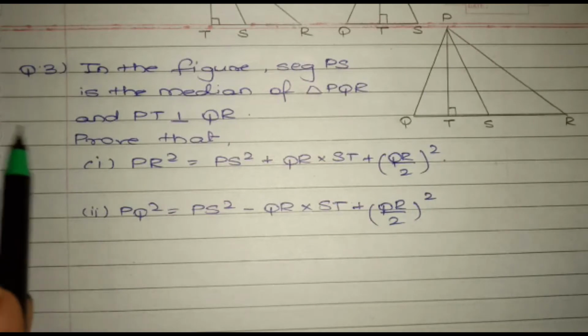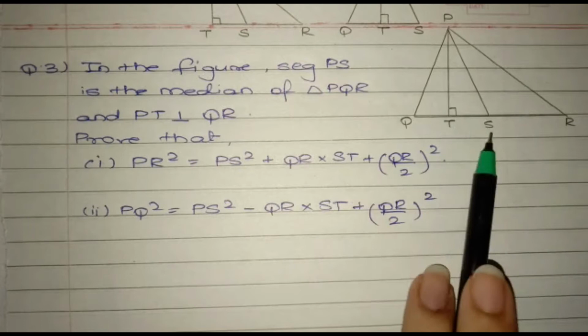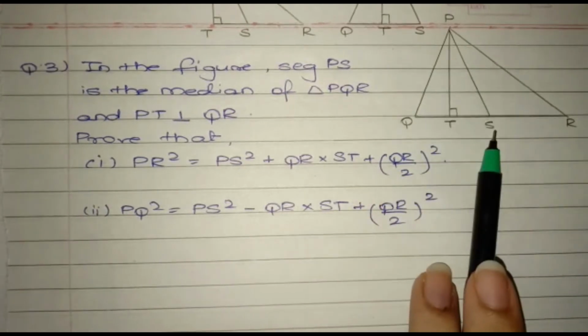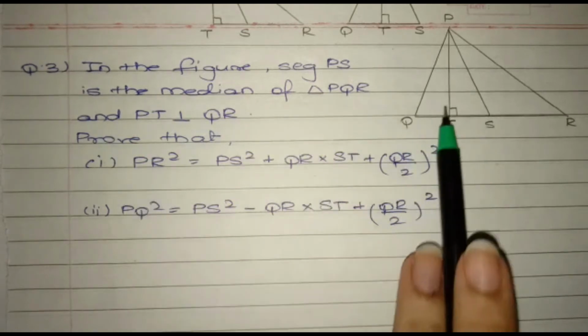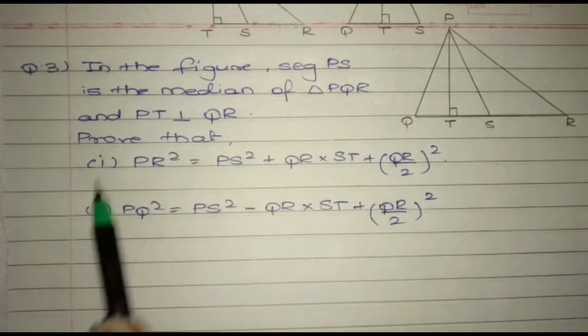Now let us start with the third question. In question number 3 of practice set 2.2, segment PS is the median of triangle PQR, and PT is perpendicular to QR, and we have to prove these two statements.